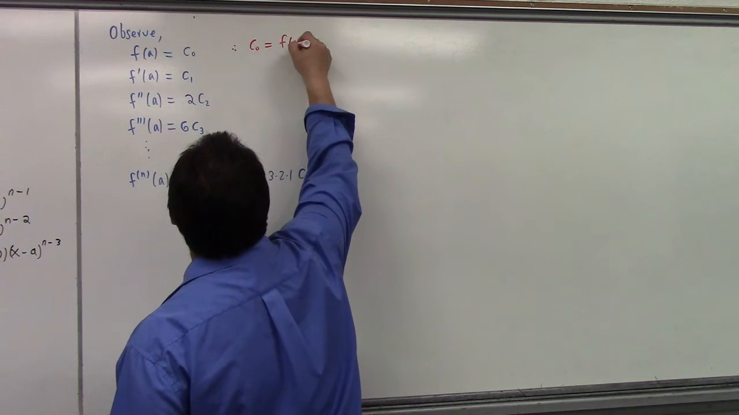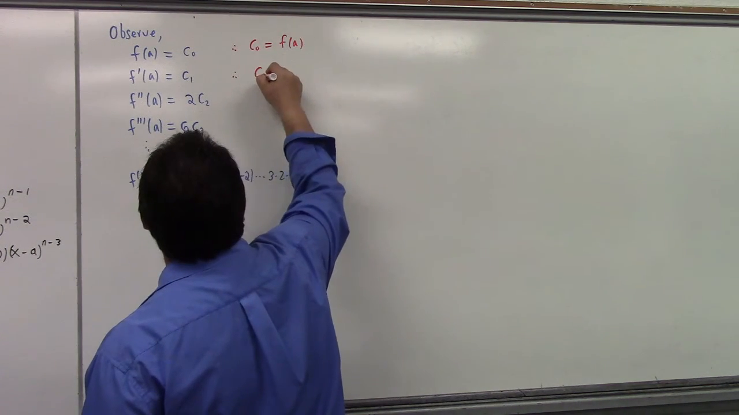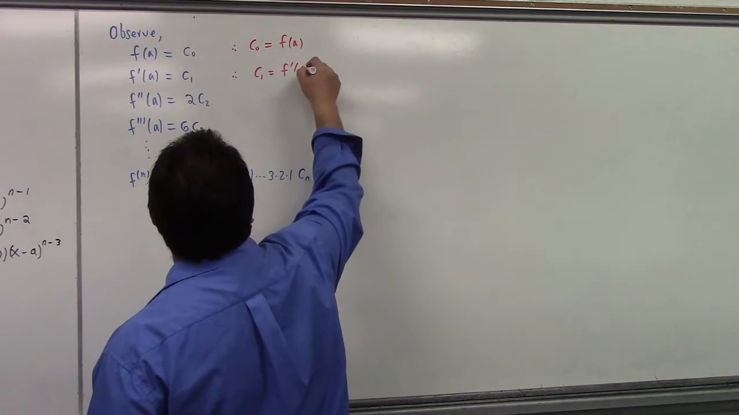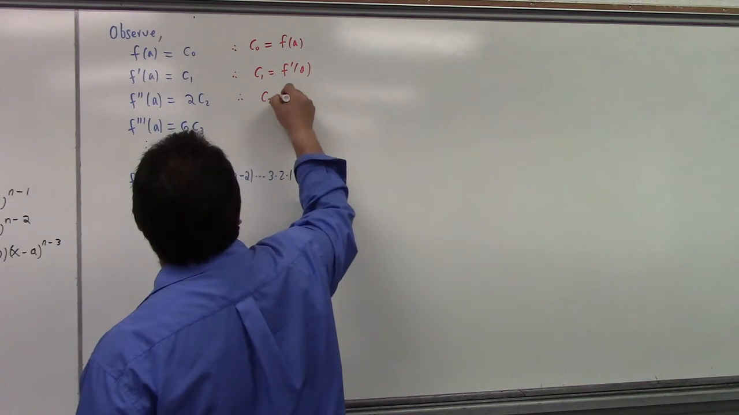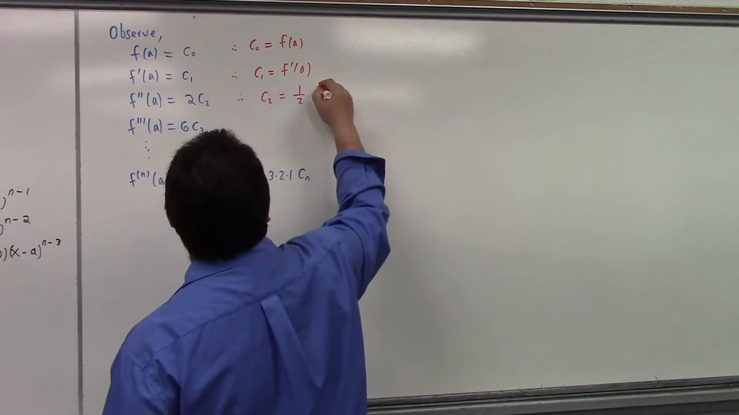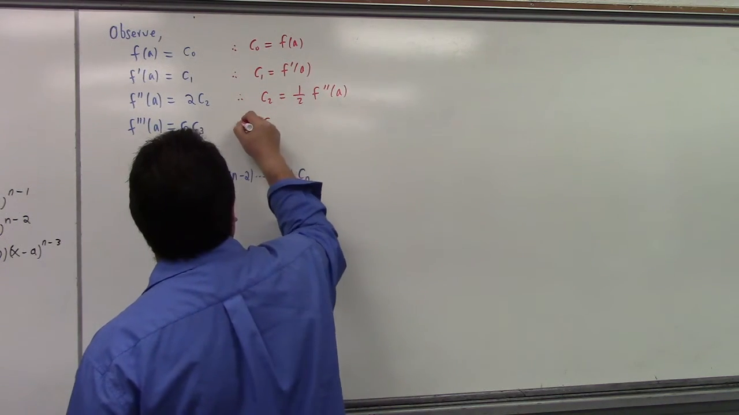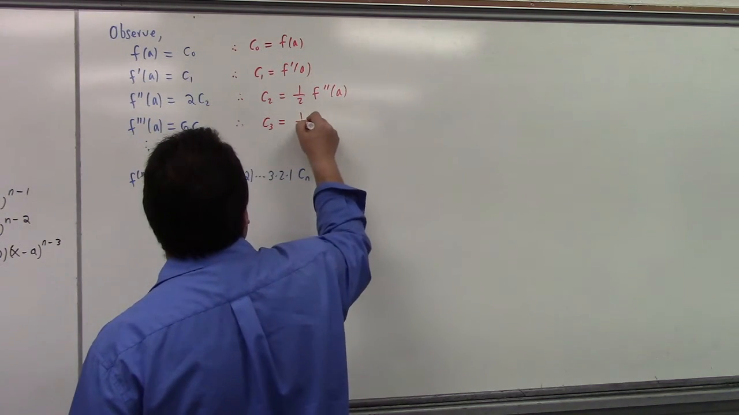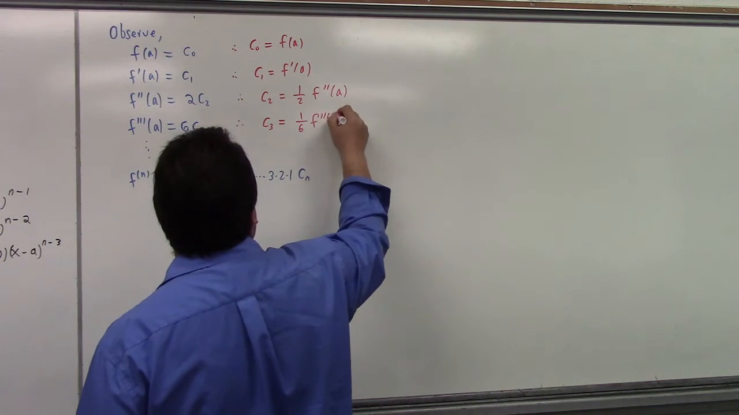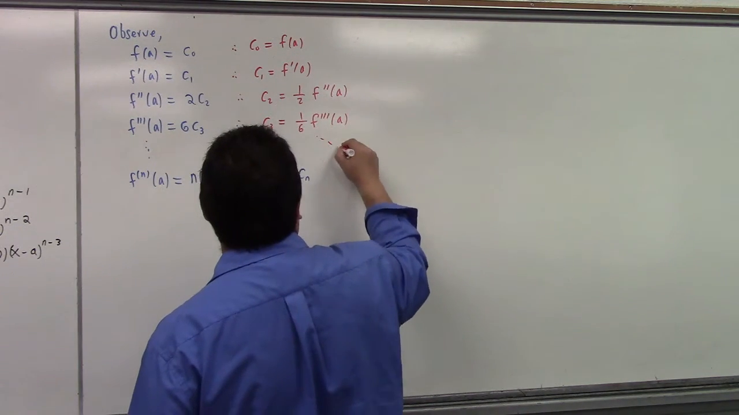Or rather, f of a. C1 is f prime of a. C2 is 1/2 f prime prime of a. C3, 1/6 f prime prime prime of a, and so forth and so on down the line.